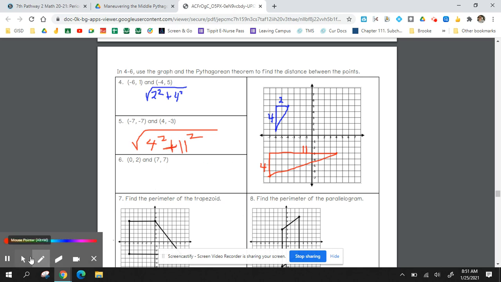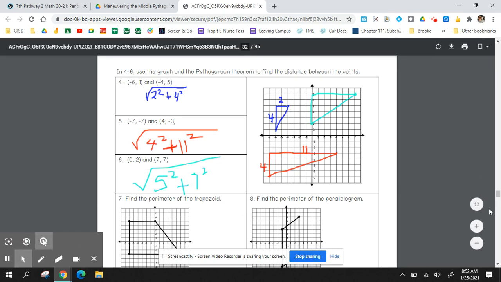Alrighty, so try and do the last one. Check and see if you graphed it correctly. 0, 2, 7, 7. All right, so then you would solve by doing 5 squared, hopefully you did, plus 7 squared, all under your square root sign.